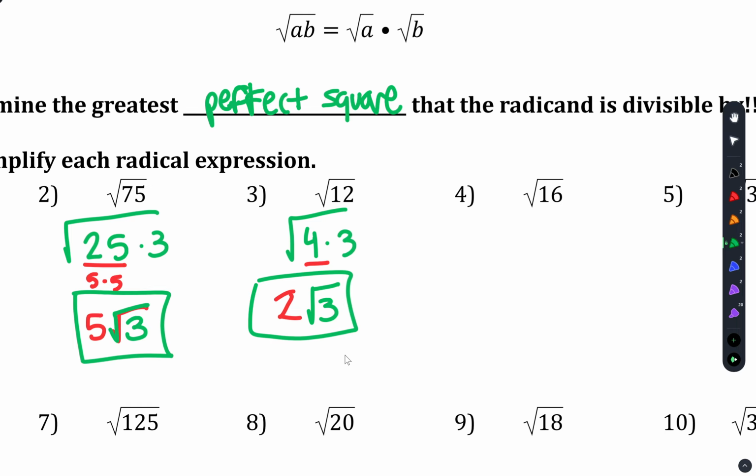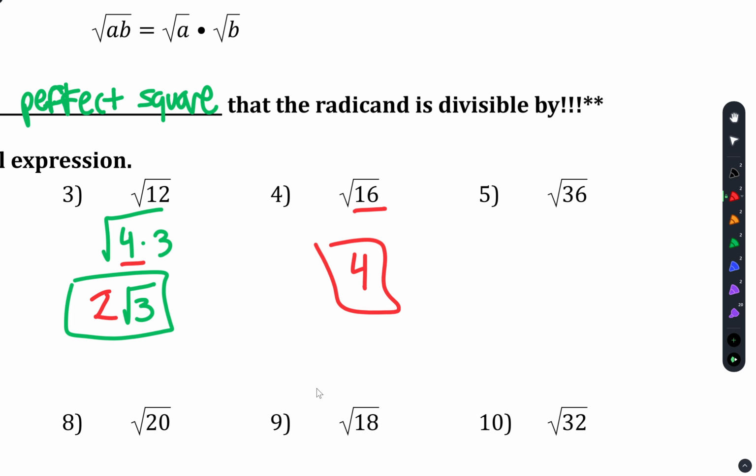If I already have a perfect square, I'm going to square root that perfect square. What's the square root of 16? 4. I don't have to do all the nonsense where I'm simplifying and splitting things apart. I'm just going to write it as 4. So if I take a look at number 5, the square root of 36, my answer is?